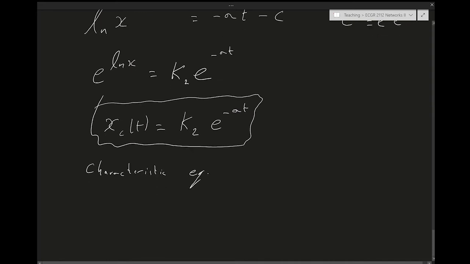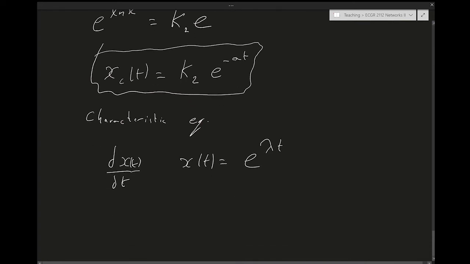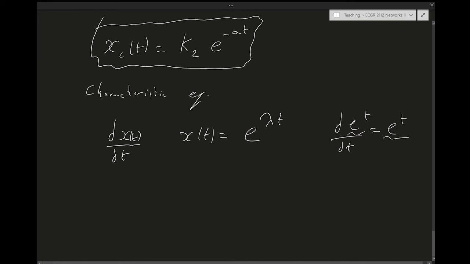What do I mean by that? I mean that we know the differential operator d/dt, if x of t equals e^(λt). First, I know that d(e^t)/dt equals e^t. That's the basic property of the exponential function. If you differentiate it, you get the same function. And then if I have λt, I use the chain rule. So I first differentiate the exponential, and then I differentiate what's inside the exponential, so this becomes λ.